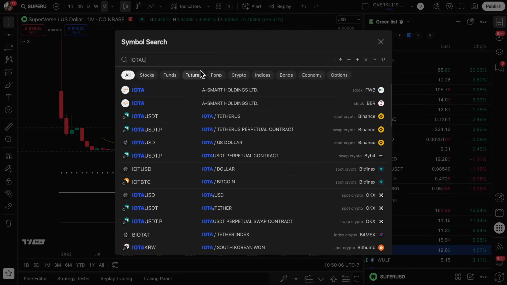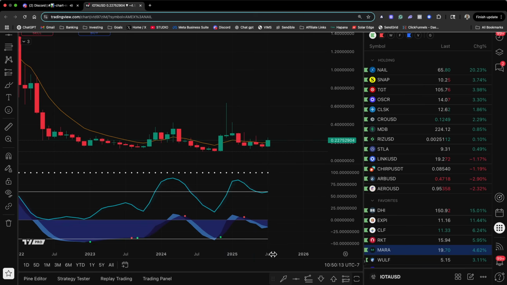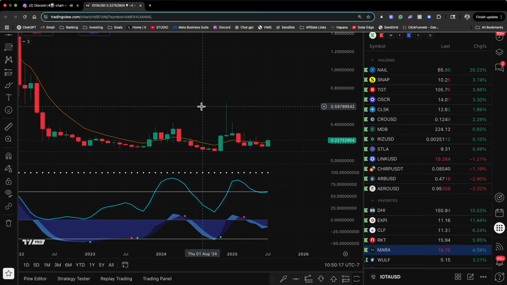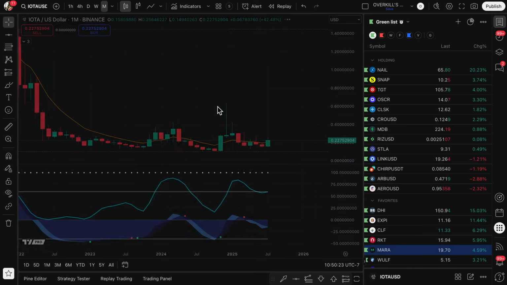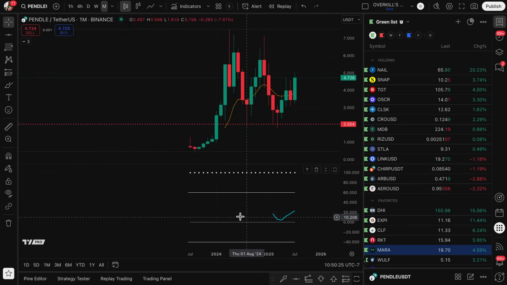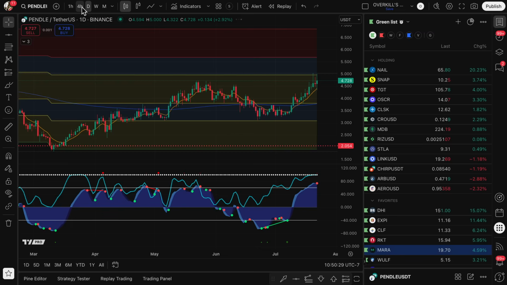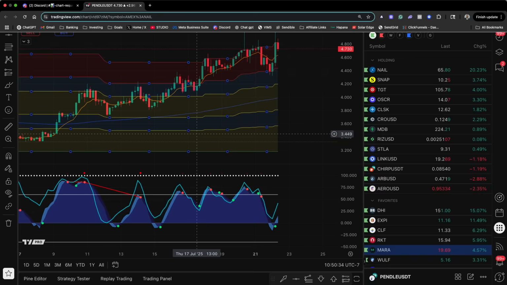IOTA, no green dot yet, but again, another one that looks like it's going to come very, very soon. Probably this month, or if not this month, probably next month. Matic, we already covered Matic. Pedal. ENDLE. That one's pushing up. No data on the monthly, so we have to use the weekly. Again, the weekly's green, so we're looking for those pullbacks on the daily and the 4-hour for entries.